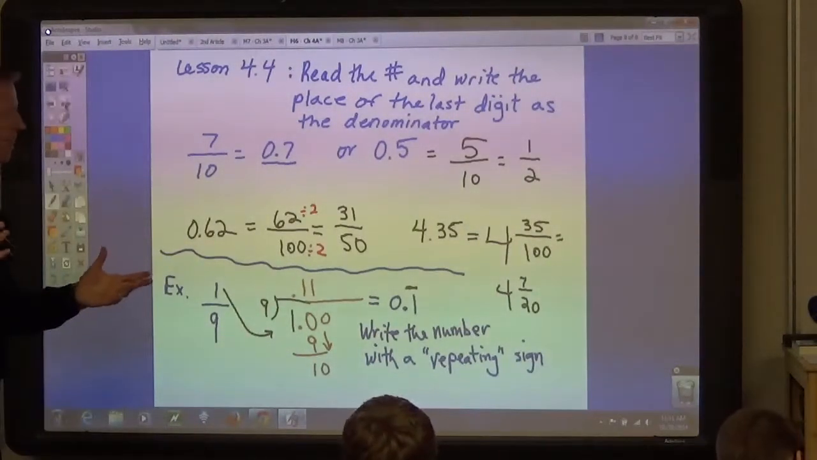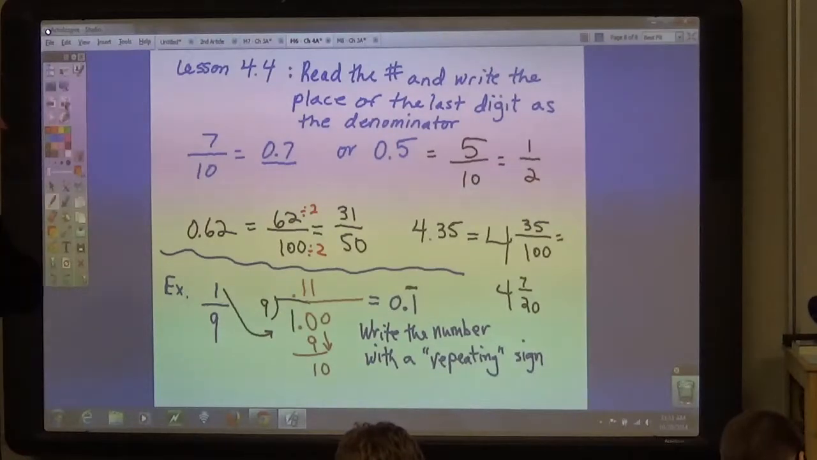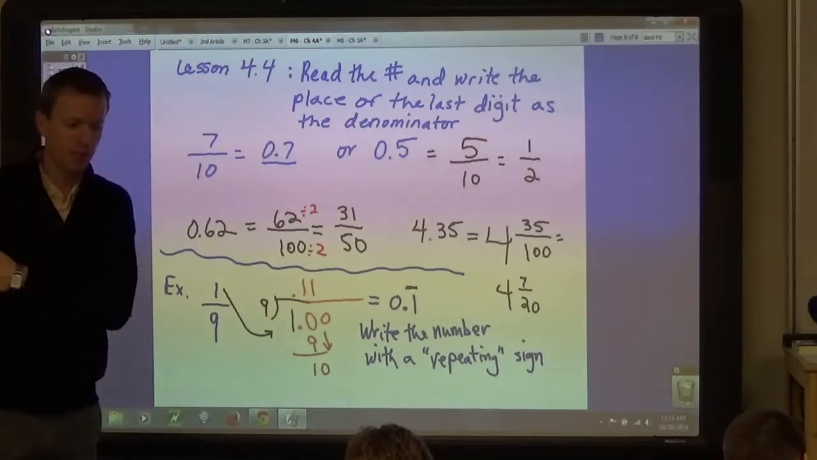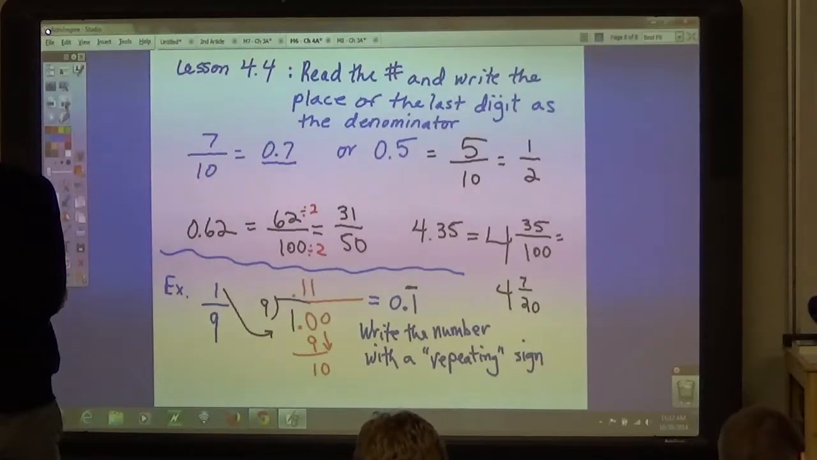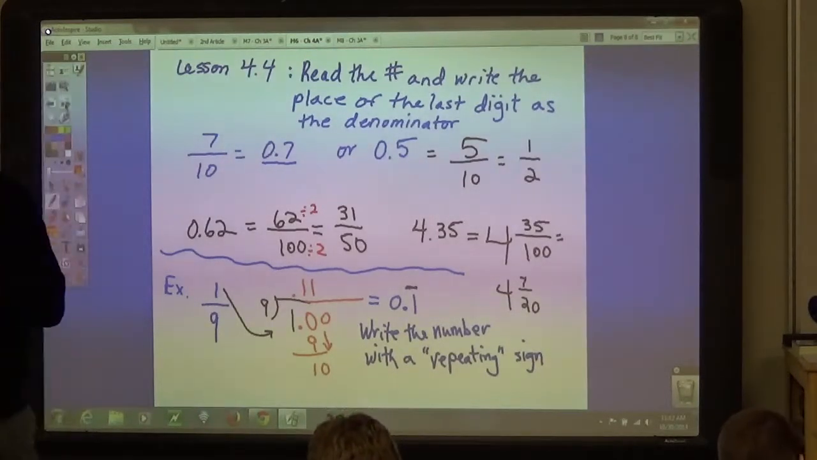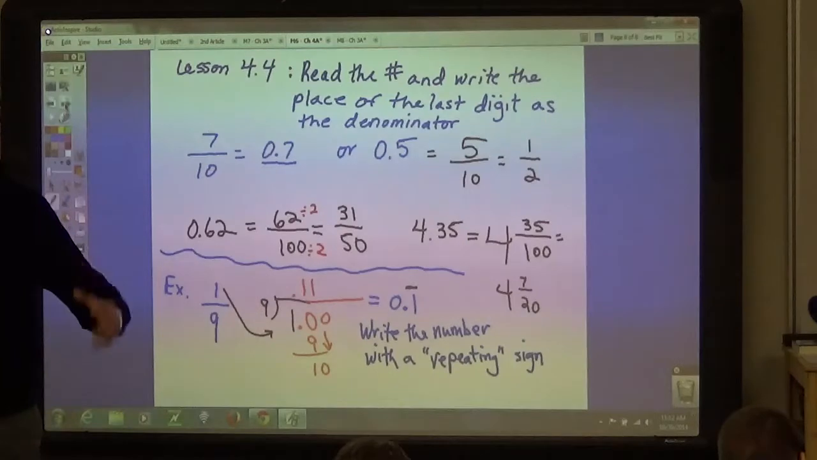You can express a decimal as a fraction. You can express most decimals as fractions. Some decimals you cannot express as a fraction. Those are called irrational numbers. Irrational numbers, like pi.